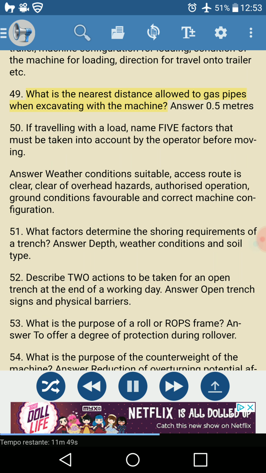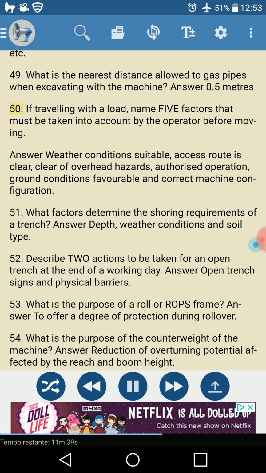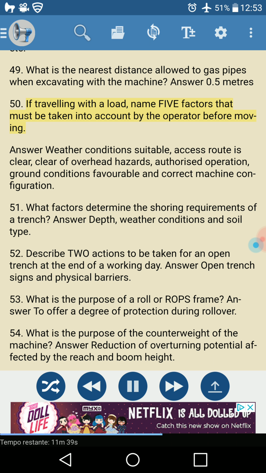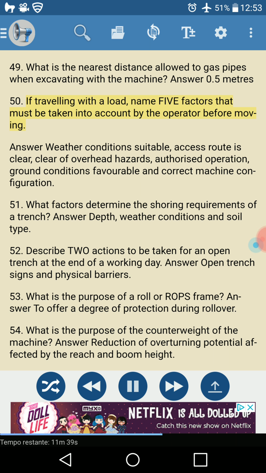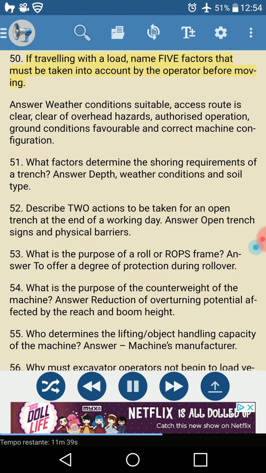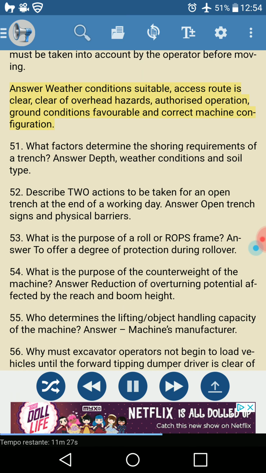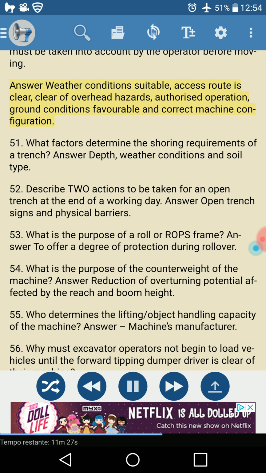49. What is the nearest distance allowed to gas pipes when excavating with a machine? Answer: 0.5 meters. 50. If traveling with a load, name 5 factors that must be taken into account by the operator before moving. Answer: weather conditions suitable, access route is clear, clear of overhead hazards, authorized operation, ground conditions favorable and correct machine configuration.